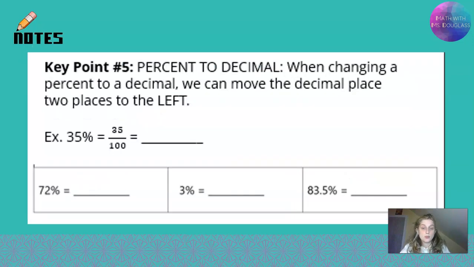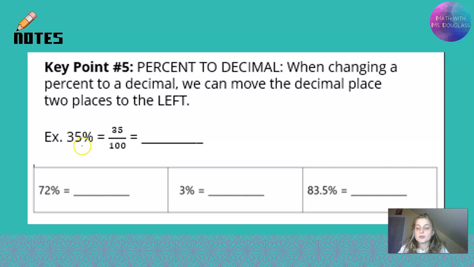I might also give you a percent and say, no, actually I wanted a decimal. So you have to be able to do it backwards, in reverse. If we just moved our decimal point 2 places to the right to change it into a percent, then we're going to move it 2 places to the left to change it back to decimal form.